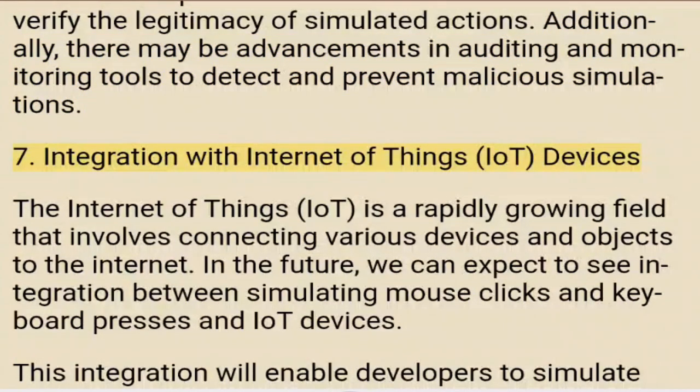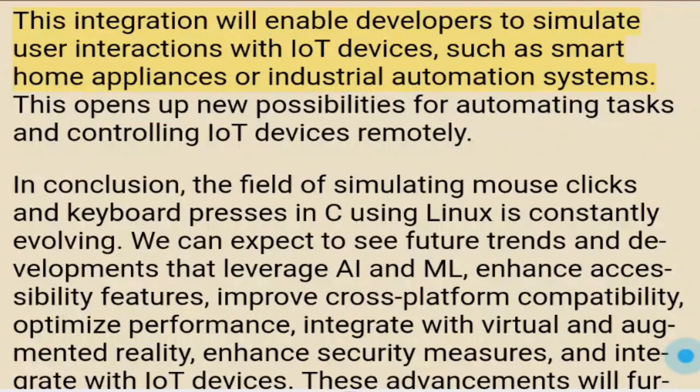7. Integration with Internet of Things (IoT) devices. The Internet of Things (IoT) is a rapidly growing field that involves connecting various devices and objects to the Internet. In the future, we can expect to see integration between simulating mouse clicks and keyboard presses and IoT devices. This integration will enable developers to simulate user interactions with IoT devices, such as smart home appliances or industrial automation systems. This opens up new possibilities for automating tasks and controlling IoT devices remotely.